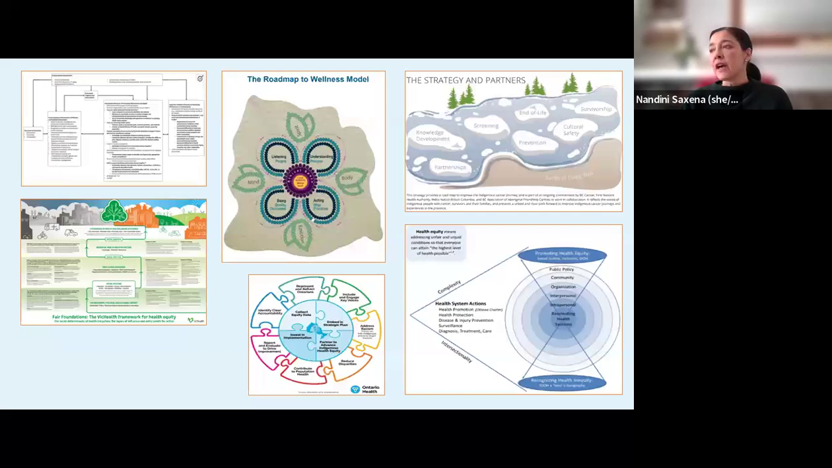And then you contrast that with the framework at the bottom in the middle, which is Ontario Health's Equity, Inclusion, Diversity, and Anti-Racism framework. And that framework is depicted as 11 jigsaw puzzle pieces, and each piece identifies a specific area of action.